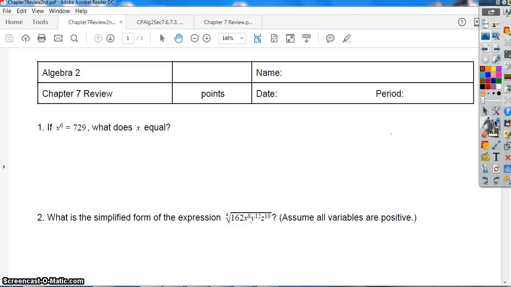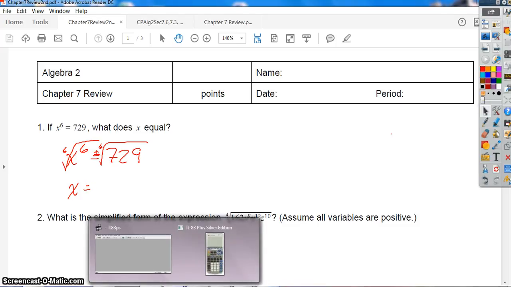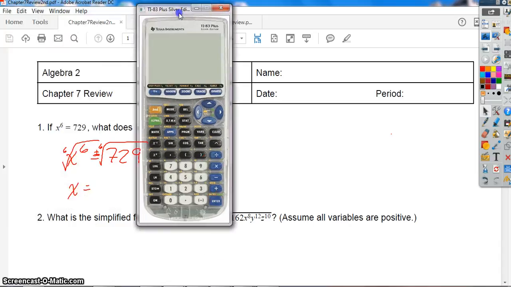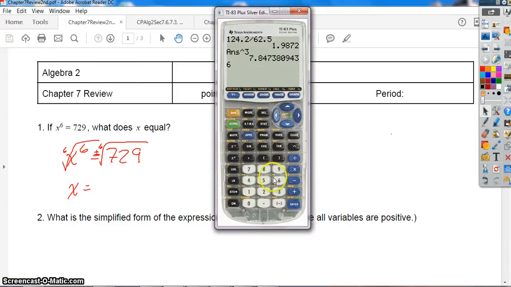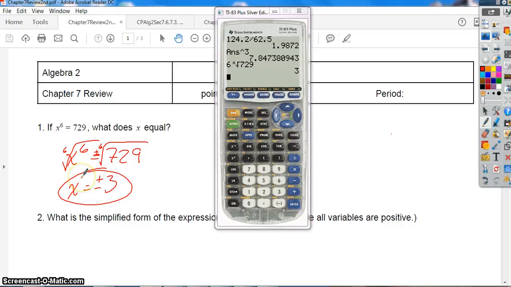When you solve this, x to the 6th equals 729. Remember, this is an even root. So therefore, you need a positive and negative here. So 729, the 6th root of that. Let's go ahead and punch that out for you. So you would hit 6, math, 5, 729, and hit enter. It goes in evenly 3 times. This would be positive, negative 3.